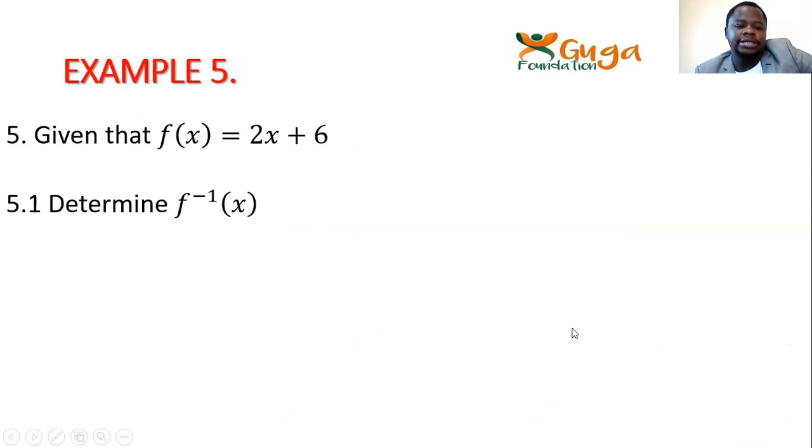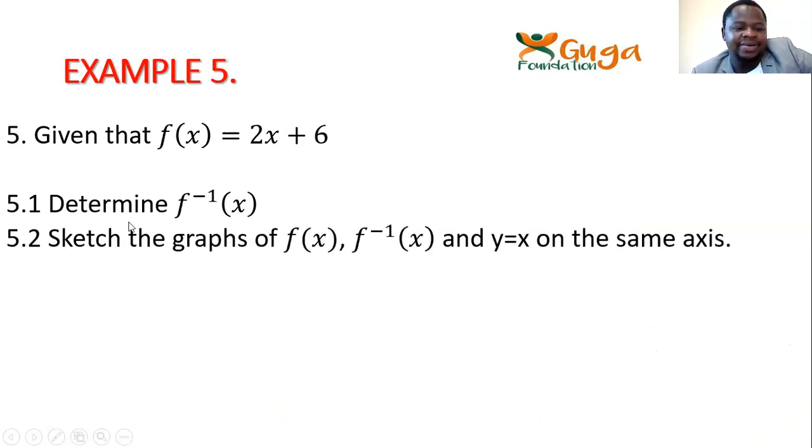Now let's look at example number 5. Given that f of x equals 2x plus 6, determine the inverse. For you to determine the inverse, it will be y equals 2x plus 6. Then you exchange the x and y values, so it will be x equals 2y plus 6. Then you solve for y, which should be simple. Then on number 2, they're saying sketch the graph of f of x and the inverse of f, and also draw the line y equals x on the same axis.